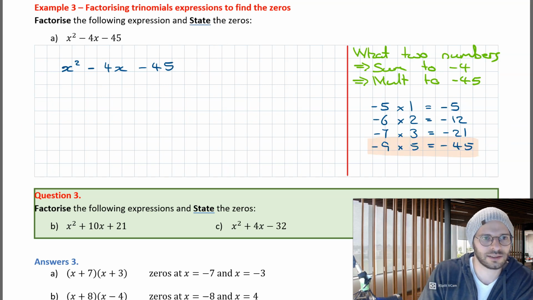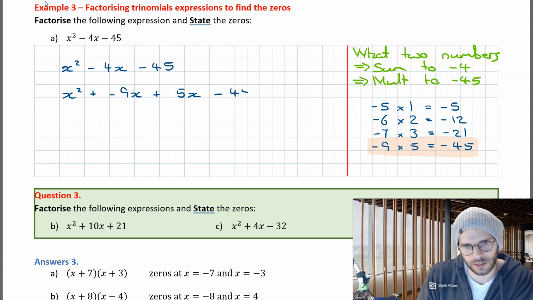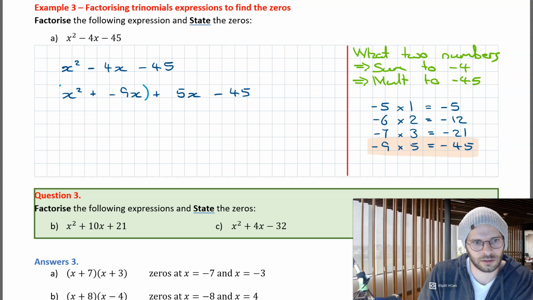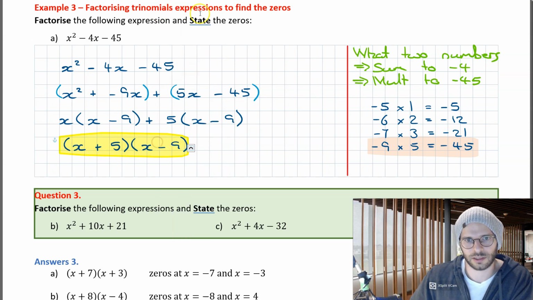Putting this to practice, we can go x squared plus minus 9x plus 5x minus 45. We're now factorizing across two expressions. Common factor in the first one is the x. Common factor in the second one is the 5. Common factors across both of them are x take 9, and what's left over is the x plus 5. So that's the first bit of the question.